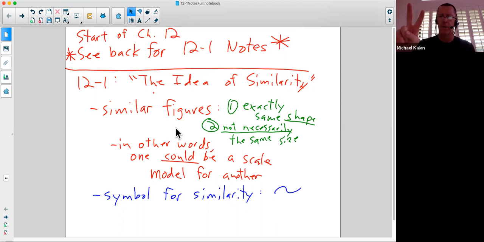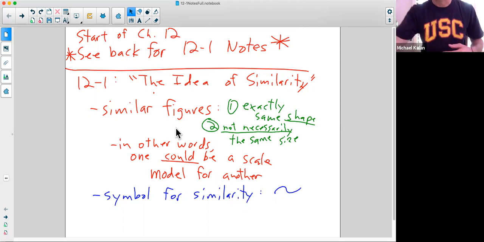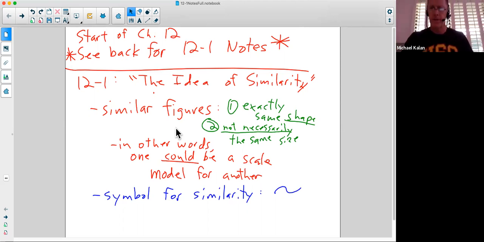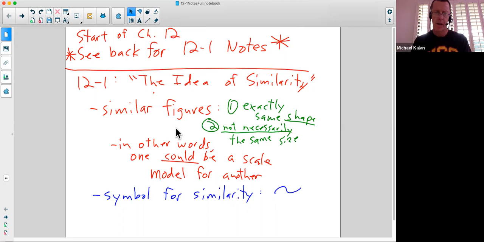Two components. One, figures have to be exactly the same shape. But two, they don't necessarily need to be the same size. In other words, one could be like a scale model for another.